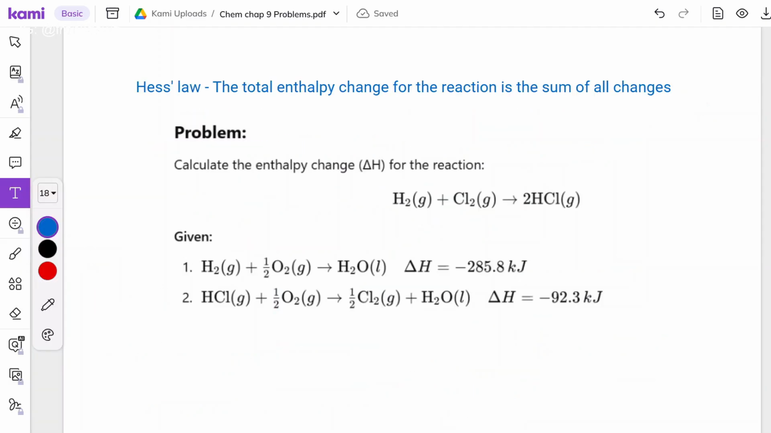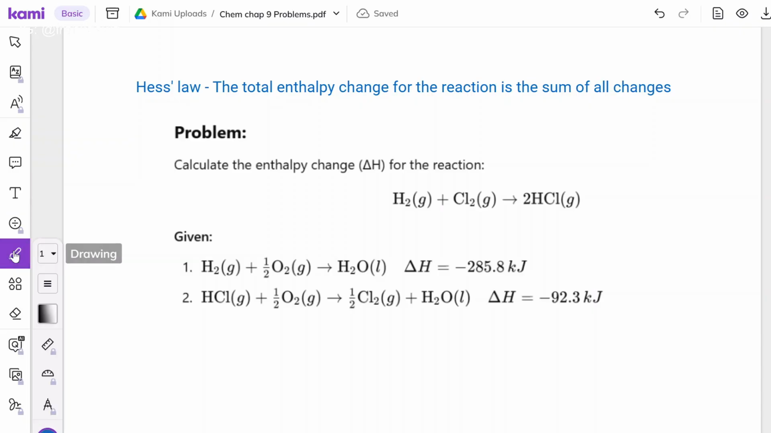Among the final topics of the chapter, which is a tricky topic, is Hess's law. It basically says that the total enthalpy change for the reaction is the sum of all the changes. And enthalpy, remember, is the energy of a reaction. So look here, this is the final reaction you're looking to get, but then there are 2 different reactions that sum up and give you that.